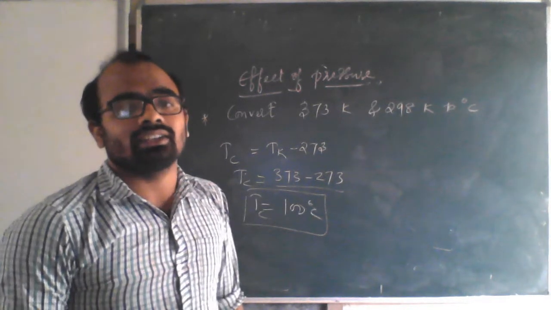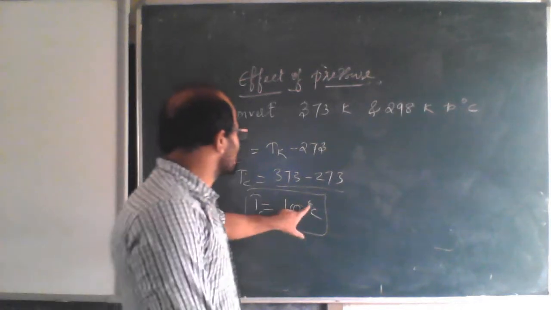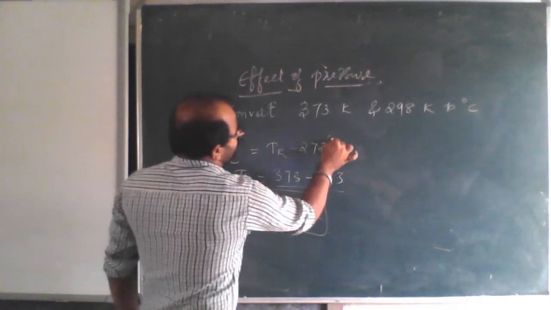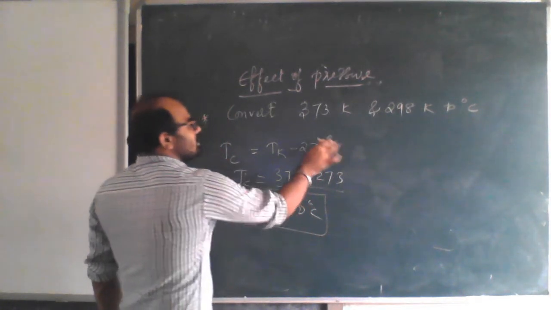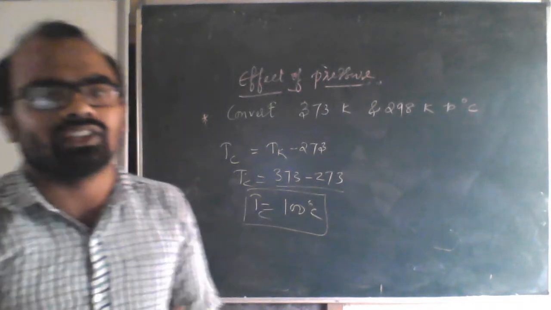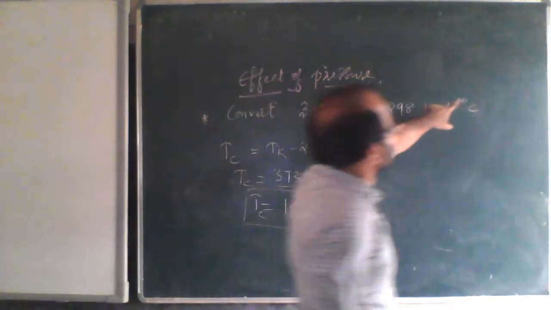While writing degree Celsius, it is compulsory to write the degree symbol. For Kelvin, it is not needed. You need not write it. Sometimes they write it there, but it is not needed for Kelvin. Even though you can write it normally, for degree Celsius you have to write it compulsorily.